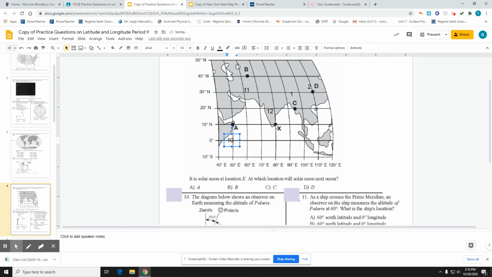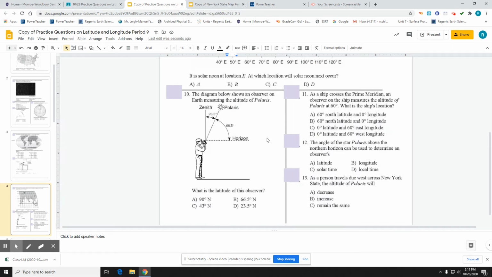Now, if it's solar noon here at 12, it's already past solar noon here. It's 1, 2. Our next solar noon would be at location B. What is the latitude of this observer? Well, since we measure from the horizon up, it would be 66.5 north.